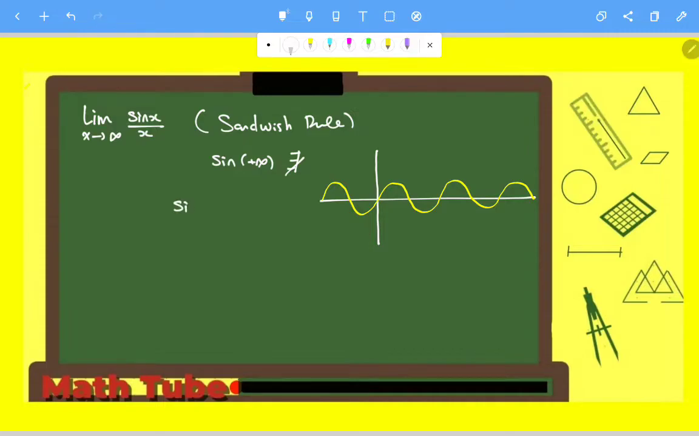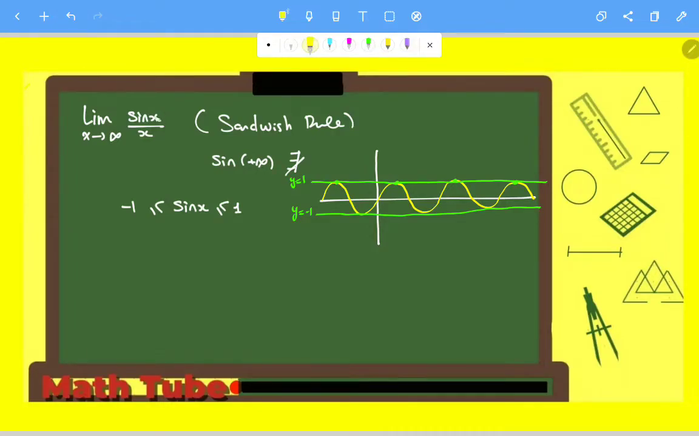But I know that sine x, this function, is bounded between -1 and 1. Because if you look at the diagram, if I draw the line y equals 1, this line will intersect with the maximum of sine x. Similarly, if I draw the line y equals -1, this will intersect with the minimum of sine x. For this reason, I can say that sine x is between -1 and 1.